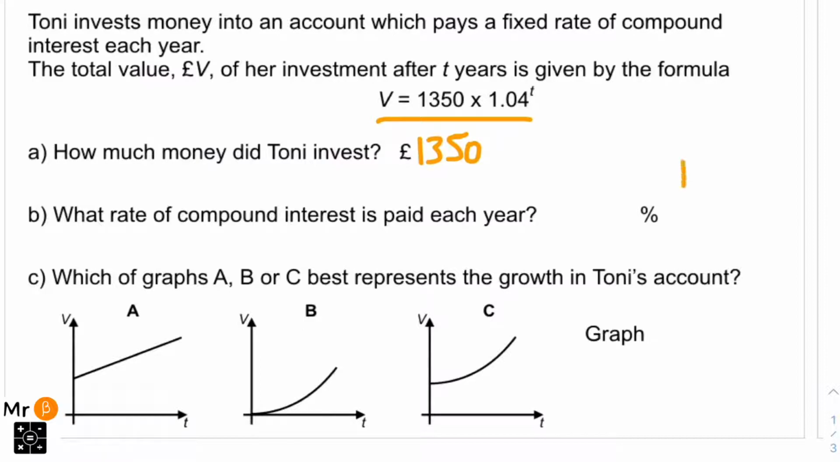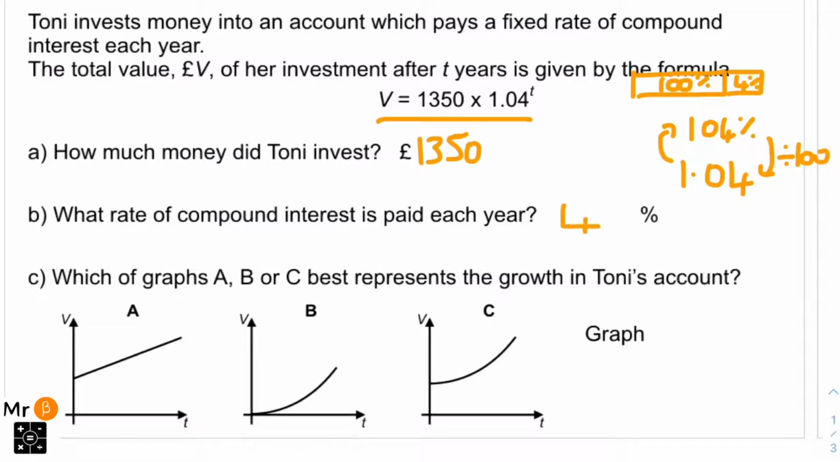What rate of compound interest? Well, remember, to get our increase multiplier, we originally divided by 100 from our percentage. So to reverse that, we would times by 100. That tells me actually we'd have 104%. Remember, our bar, we have 100% is our original amount, and our interest is the bit which is added on. So in this case, it would be 4%.